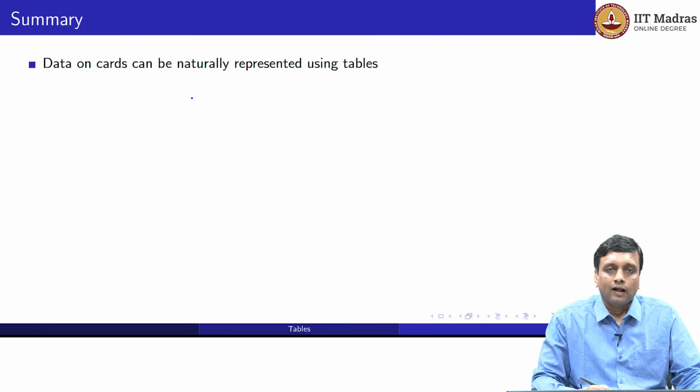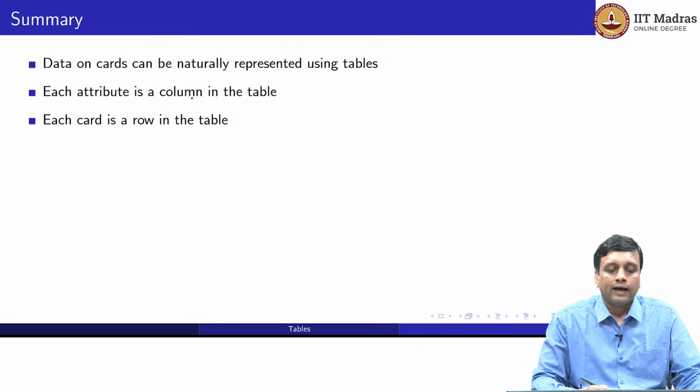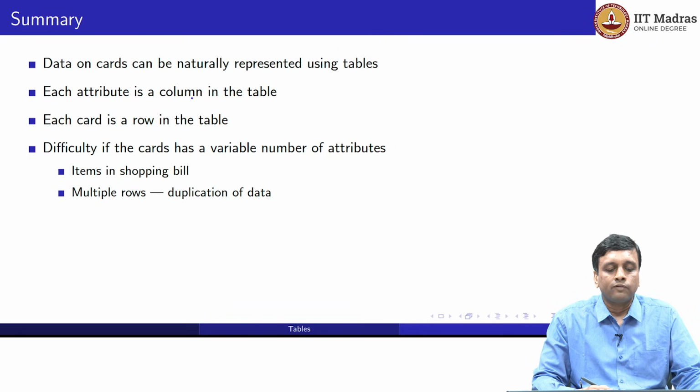So to summarize, it is convenient to take the data that we have been working with on cards and put it into a table, because tables are much easier to represent and they also keep all the data in one single data structure. In the table, each column represents an attribute and each row represents a card. But we saw that with the shopping bill kind of data, if you have some variation in the attributes across cards, then you will have a variable number of columns. So one solution for this is to have multiple rows for each of the variable quantities in the card, but then you have to duplicate all the fixed quantities.